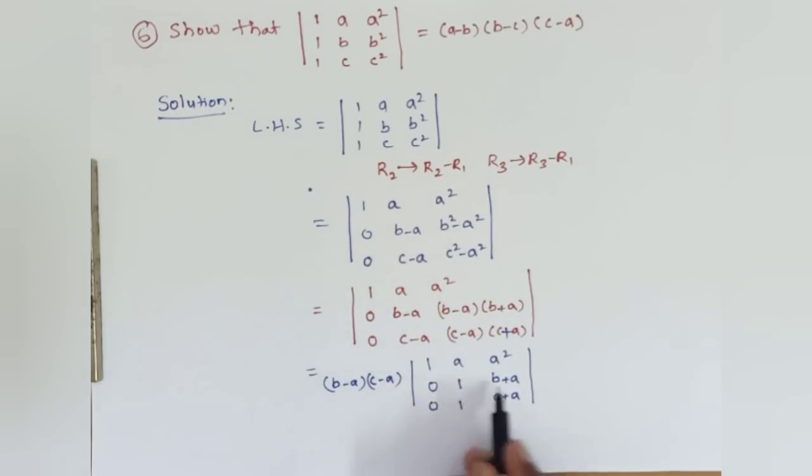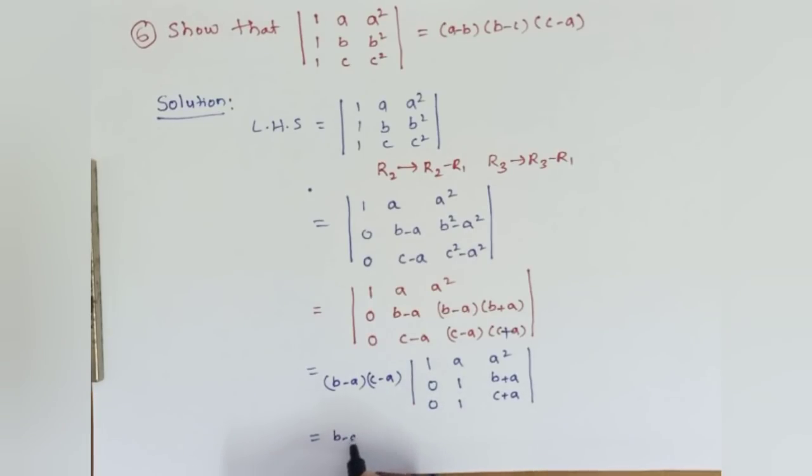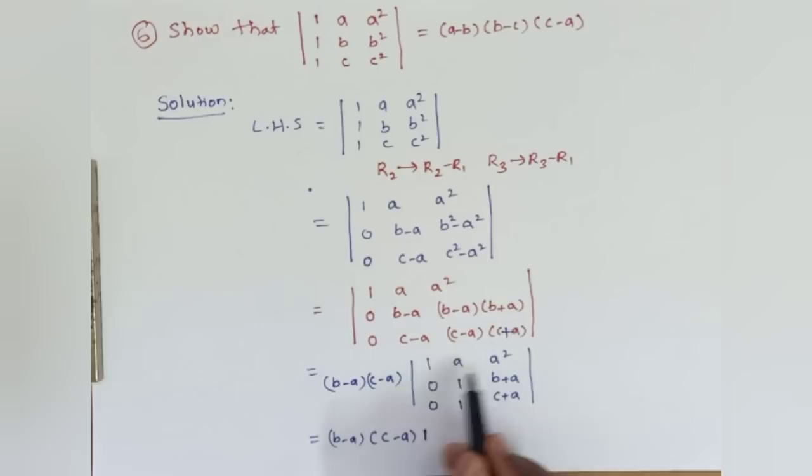Now we can expand this determinant along this column by using the definition. So this is b minus a into c minus a into, along this column, the first thing is a positive sign, the element is 1, into the determinant of this, by deleting this row and this column, then this is 1 b plus a, 1 c plus a.